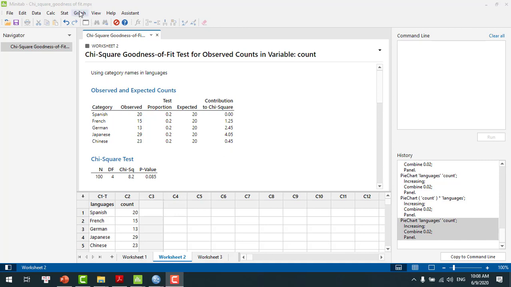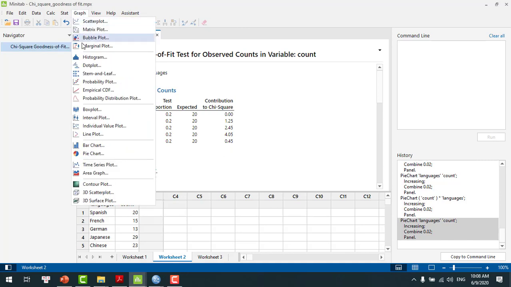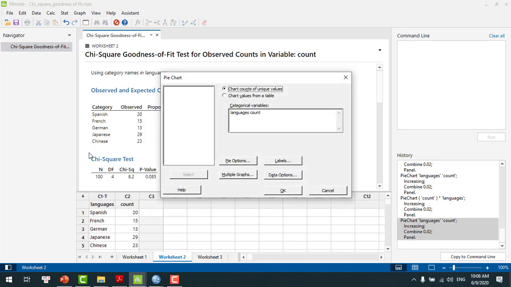Now, let's learn how to make a pie chart. So for that, we're going to go to Graph, and then you go down all the way to Pie Chart. So Graph, Pie Chart, click OK. Now notice that it's asking you for chart counts of unique values. We don't have that. We have chart values from a table. Now in this case, we have the categorical value. So the categorical variable that we have is languages, and where we have the count, it's the count.